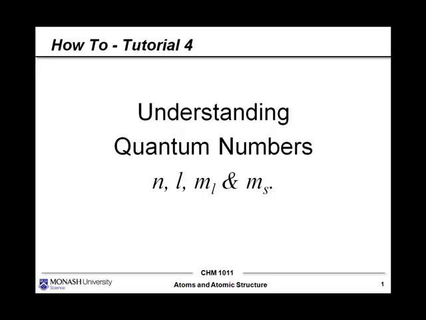This is how-to tutorial number 4 for Chem 1011. In this tutorial we're going to talk about the quantum numbers that we use to describe the states of the electrons in any given electronic configuration. There's n, the principal quantum number, l, the angular momentum quantum number, ml, the magnetic quantum number, and ms, which is the spin quantum number.